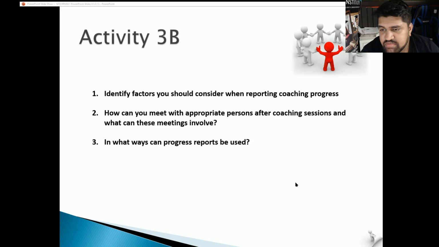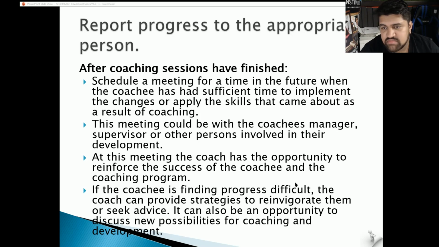How can you meet the appropriate persons after coaching sessions, and what can these meetings involve? When we schedule a meeting for a time in the future, we want to have sufficient time to implement the changes between now and the future meeting. So we might not schedule it in one day. We might give it a few weeks to see how the coachee is going. We want to make sure that the coachee's manager or supervisor or other persons involved in the development are involved in the meeting.